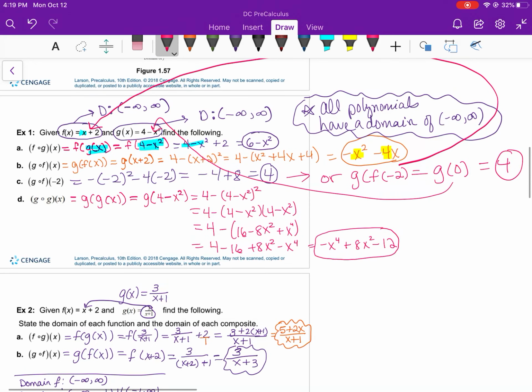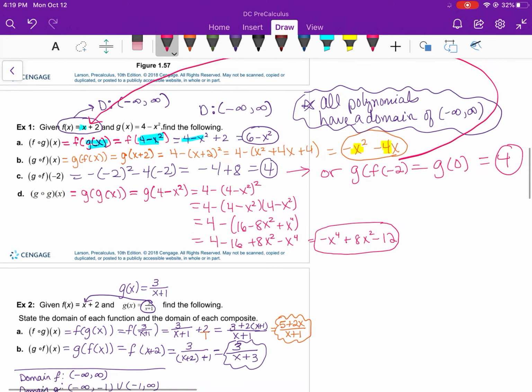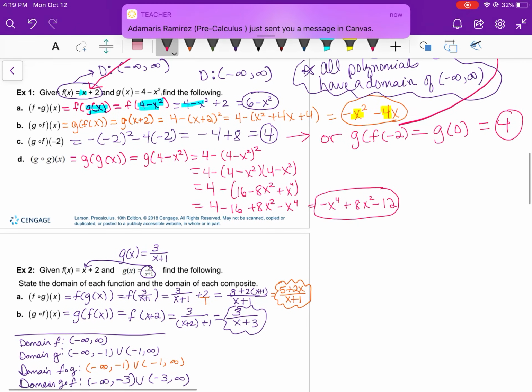And then on d, I plug g inside of itself. So wherever I saw x, I put in 4 minus x squared. So that is d, and then it's FOILed out, etc.